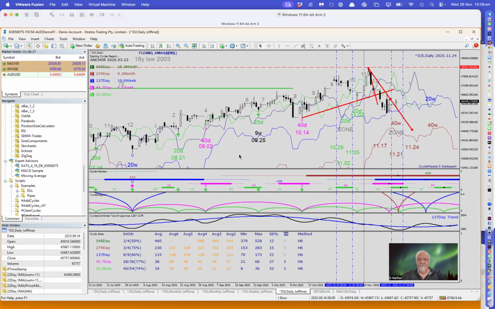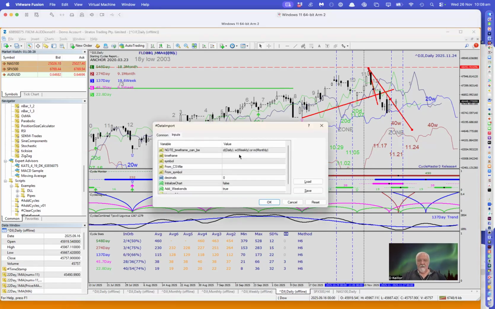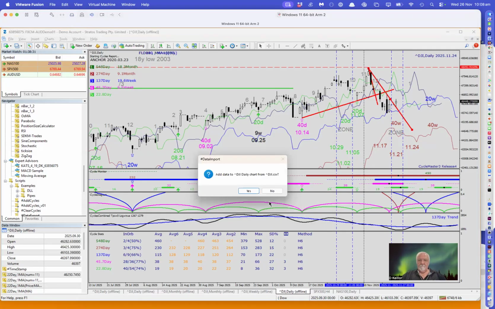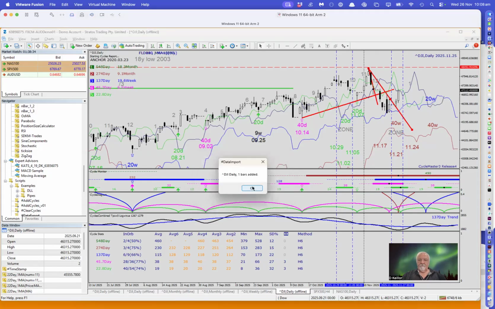Bring some data in onto the daily. That's a large move to the upside. That confirms the 40-week low. So let's tidy this all up. We've got a low there.